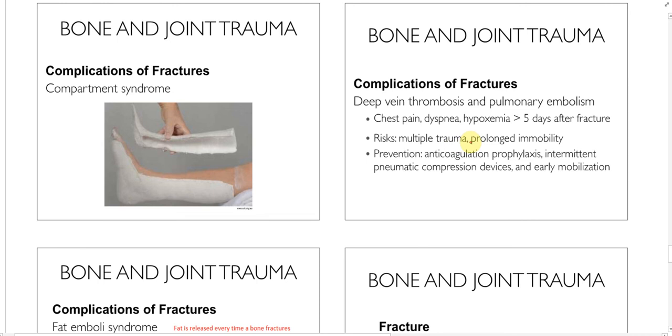Those who have multiple trauma or prolonged immobility, like someone who was in a really serious car accident and had to be put into a coma, are at super high risk for a DVT and a PE. We're going to prevent this by providing them with anticoagulation prophylaxis, but we want to make sure that it is the right amount because we don't want them to bleed out from the trauma. We may also provide intermittent pneumatic compression devices to try to keep the blood flowing, but of course, if you've got someone with a cast on their lower leg, there might be some barriers to that.